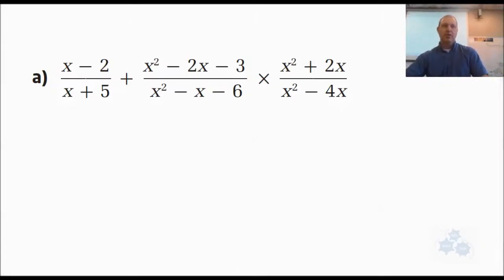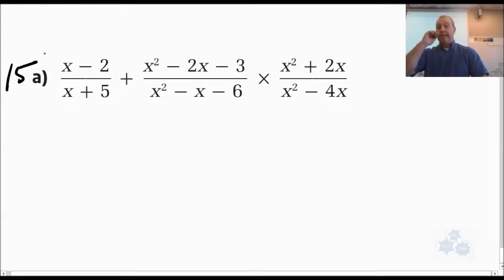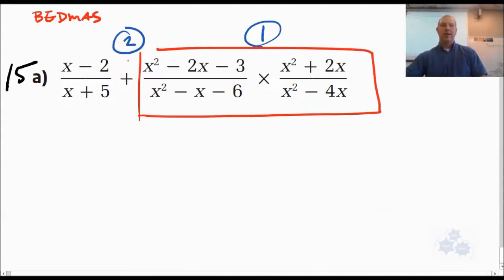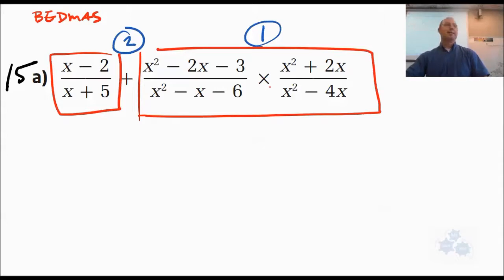Okay. So this is 15A. So order of operations. You remember order of operations? BEDMAS. Been a while, hey? BEDMAS. So brackets, exponents, then division, multiplication, then addition, subtraction. So do this one first, and then this second. Yes, that is absolutely correct. So factor, top and bottom, divide out any common factors. Yes? Make sense?